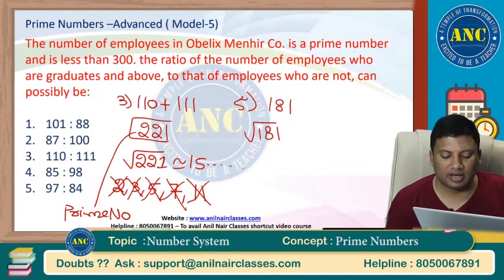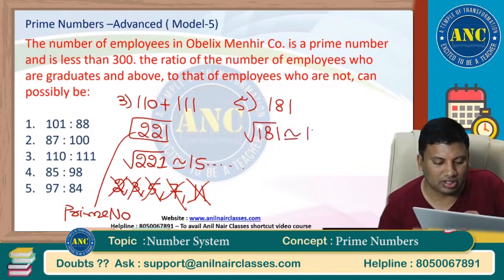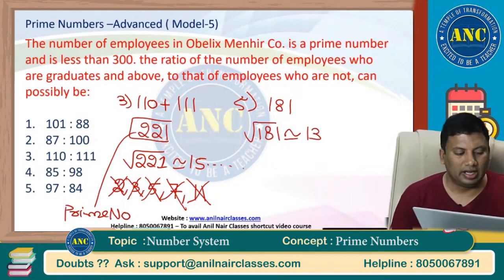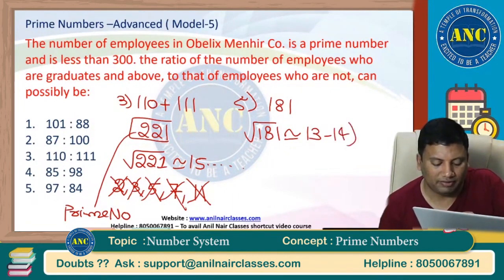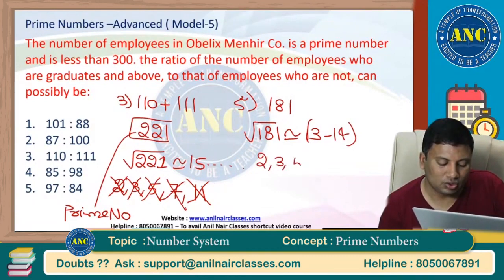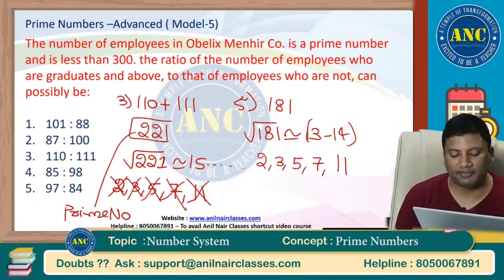14 squared is 196. It is closer to 13. 13 to 14. Now if you see here, what are all the prime numbers less than 13? 2, 3, 5, 7, 11.